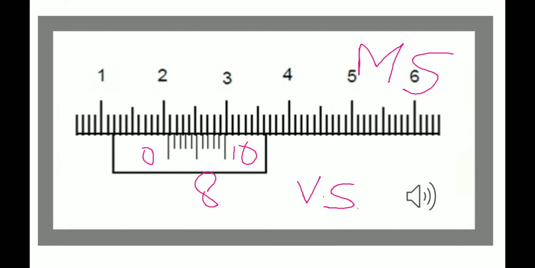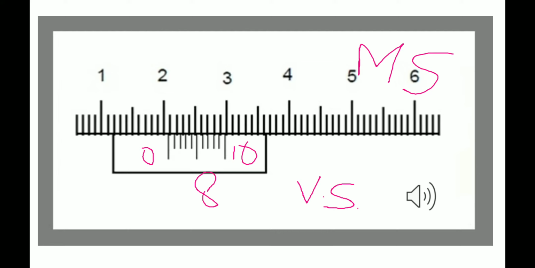Now, we see that the zero of the vernier is somewhere between 2 and 2.1. The above scale is in centimeters. So the zero of the vernier is somewhere in between 2 and 2.1, so the main scale reading here will be 2.0 centimeter. I am saying 2.0 centimeter because the main scale can measure only up to the 0.1 place of decimal. So the main scale reading is 2.0 centimeter.